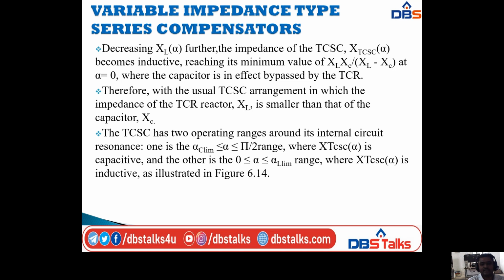the TCSC has two operating ranges around its internal circuit resonance. One is the alpha C limit less than or equal to alpha less than or equal to pi by 2 range, where X TCSC of alpha is capacitive. The other, the second one, is the range where alpha is between 0 and alpha L limit, in which X TCSC of alpha is inductive, as illustrated in the diagram.